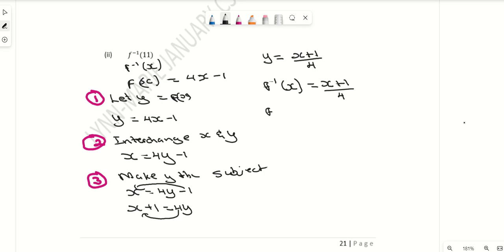So that just means f inverse of 11 tells us that x is equal to 11. So f inverse of 11 is equal to 11 plus 1 all divided by 4. 11 plus 1 is 12. 12 divided by 4 is equal to 3. So we know that the answer for this is equal to 3.